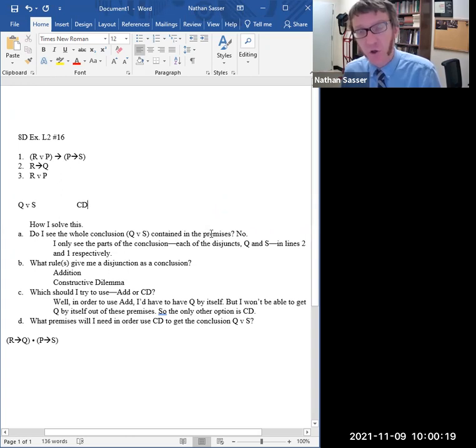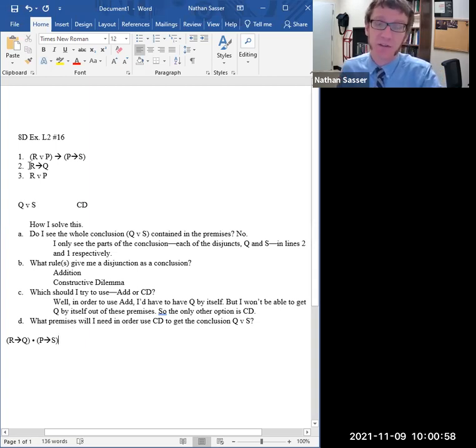Now the question I need to answer is, which premises do I need in order to draw Q or S as a conclusion using constructive dilemma? What are the requirements for using constructive dilemma? What you're going to need is a conjunction of two conditionals where the consequent of the conditionals is Q and then S. And then you're also going to need a premise that has the antecedents of those two conditionals in a disjunction.